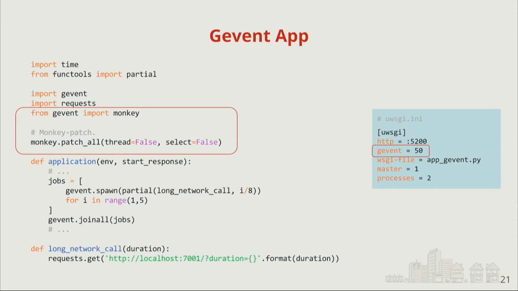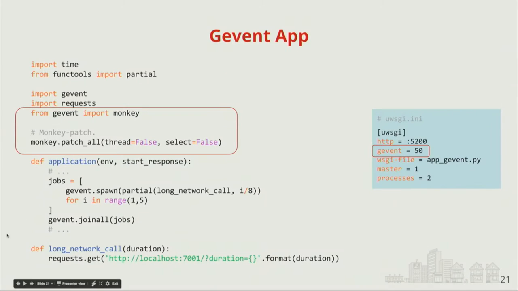Gevent is not exactly an event loop. It's based on the green thread implementation. But for all purposes, it really behaves in the same way as AsyncIO would. And you might also notice that I didn't change anything at the network call. It's exactly the same as the one in the synchronous application, which is nice. So we did patch the standard library for it. Again, two processes, let's run it.